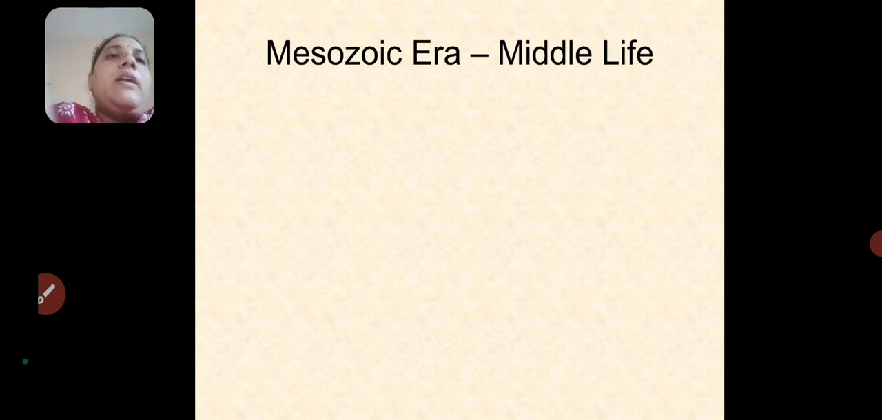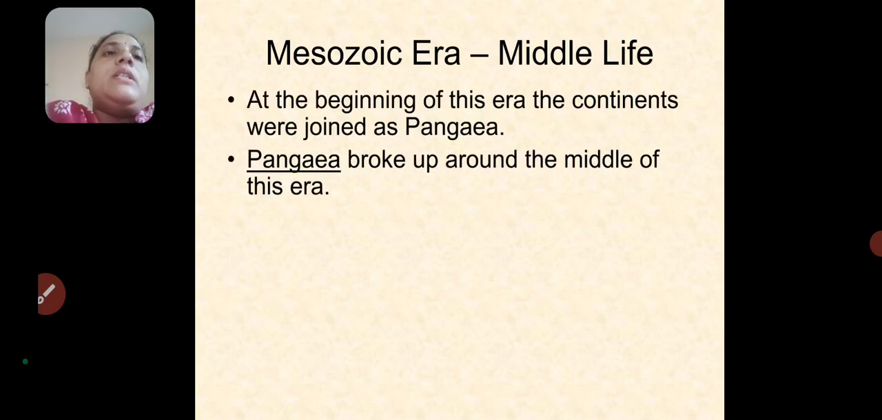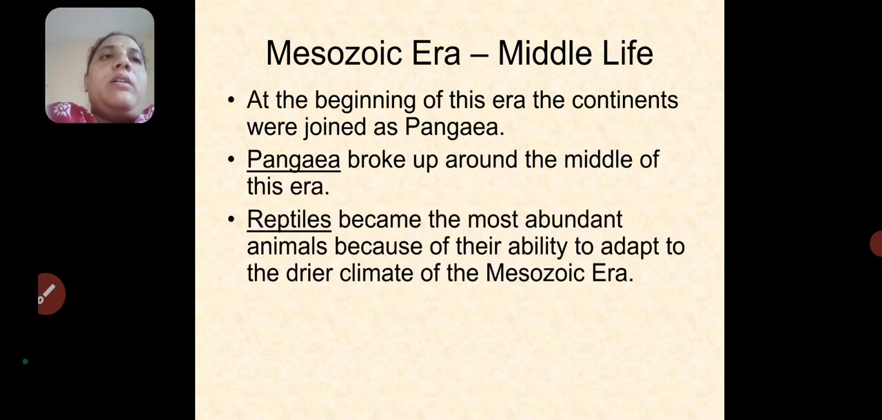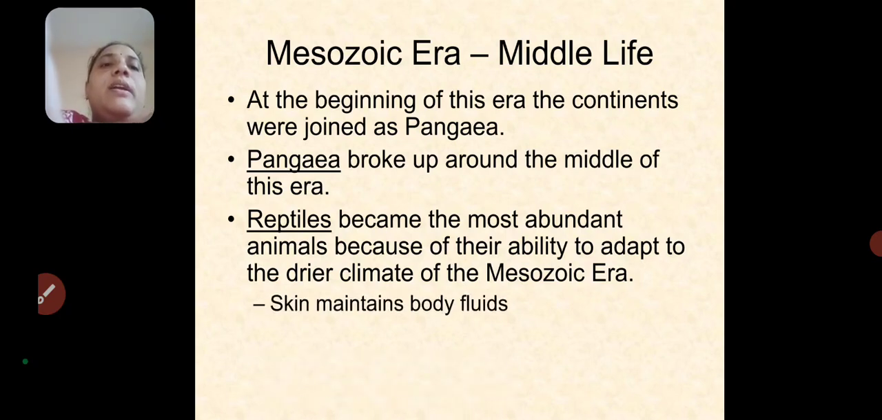So the next era is the Mesozoic era. This is the middle life. At the beginning of the era, the continents were joined as Pangaea. Pangaea broke up around the middle of this era. Next, most important in this Mesozoic era is that reptiles became the most abundant animals because of the ability to adapt to the drier climate of the Mesozoic era.